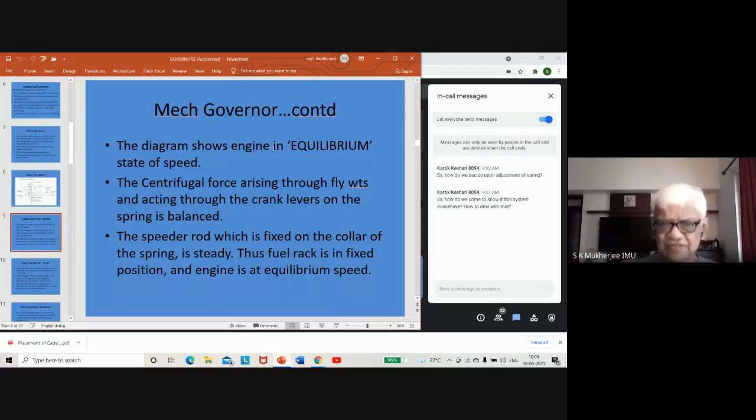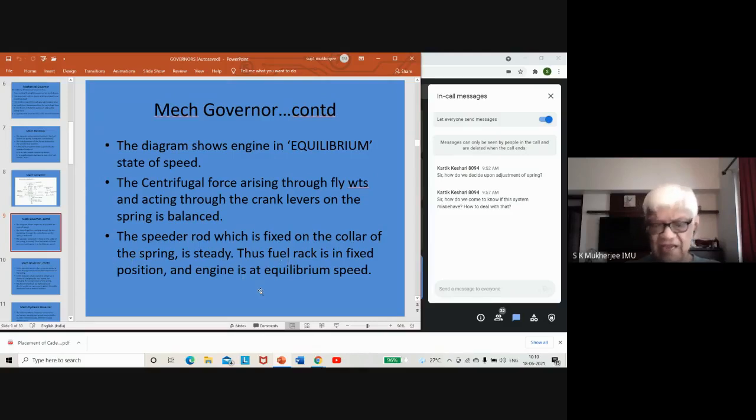The diagram shows the engine in equilibrium state of speed. The centrifugal force arising through the flyweights and acting through the crank levers on the spring is balanced. That is why it is equilibrium speed. That means the fuel rack does not move to increase or to decrease. It is in a steady position. The speeder rod, which is the fuel linkage rod, which is fixed on the collar of the spring, is steady. So that is why you have equilibrium speed. Thus, the fuel rack is in a fixed position and the engine is at equilibrium speed.